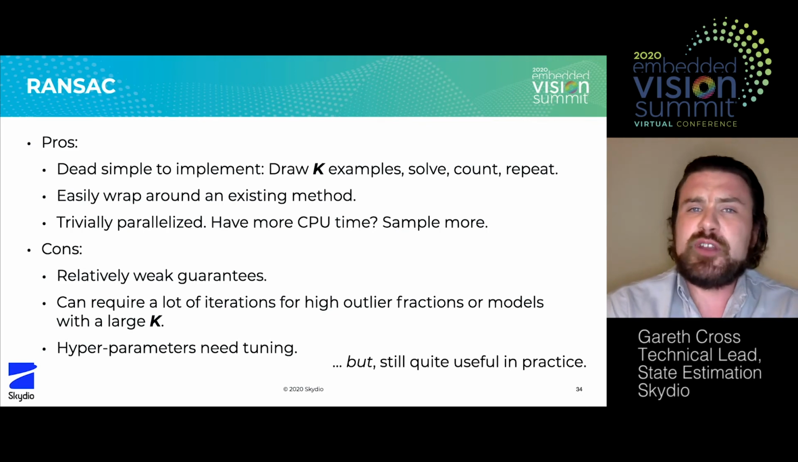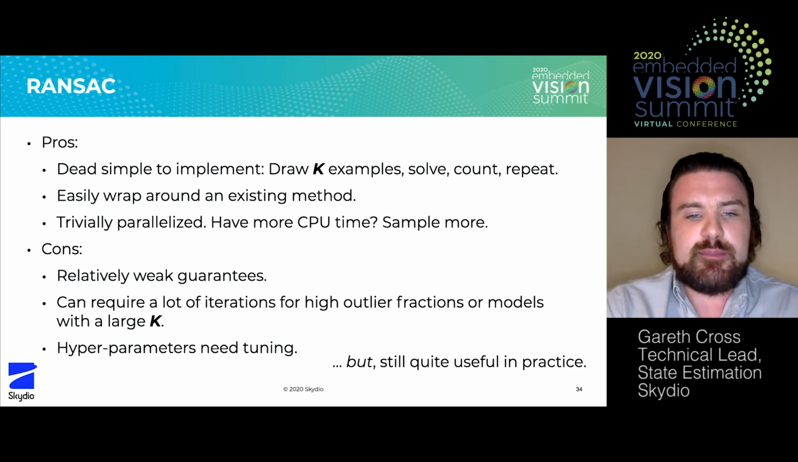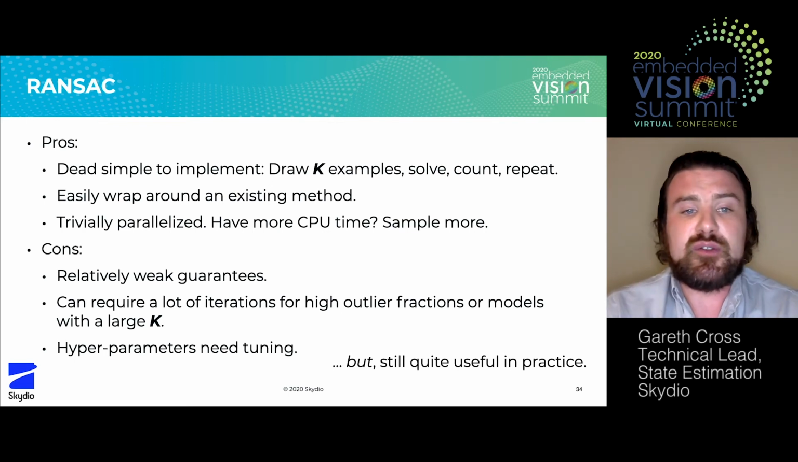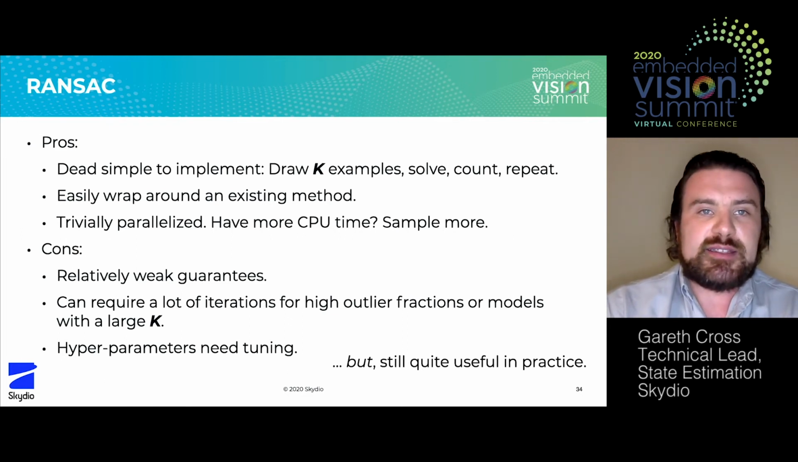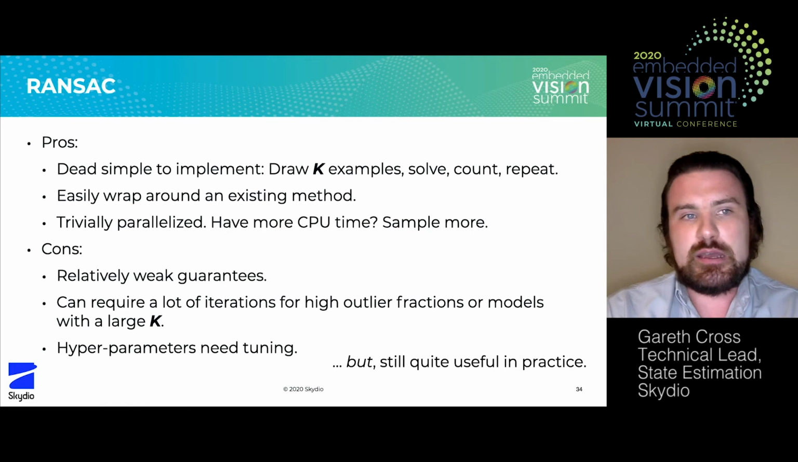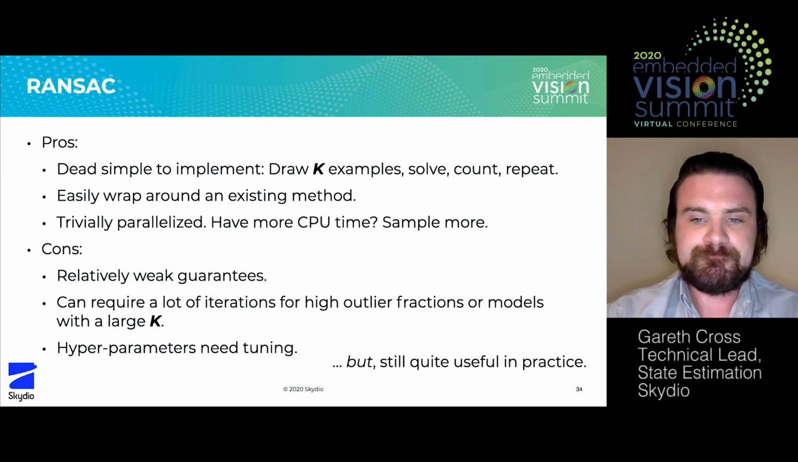The downsides are that it has pretty weak guarantees. You'll find a good solution eventually if one exists, but in the presence of high outlier fractions or models that have a lot of parameters, it can scale poorly. In our case, it was just a toy example of a straight line that only required 2 points. For a more complicated model, you may require more points. In those cases, it can take quite a long time to converge, but it is still, in practice, very useful, and has become a mainstay of geometrical computer vision over the years. There are many different variations of it. It appears in different forms, but RANSAC remains a very powerful tool for outlier rejection.